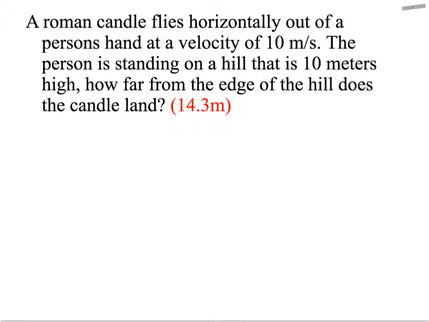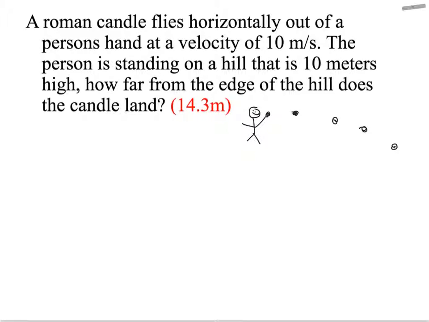So here are a couple extra practice problems if you're having trouble getting started with worksheet 6.3. It says a Roman candle flies horizontally out of a person's hand at a velocity of 10 meters per second. So we have a person, and the candle is going to fly out of his hands and make this parabolic path, trajectory.